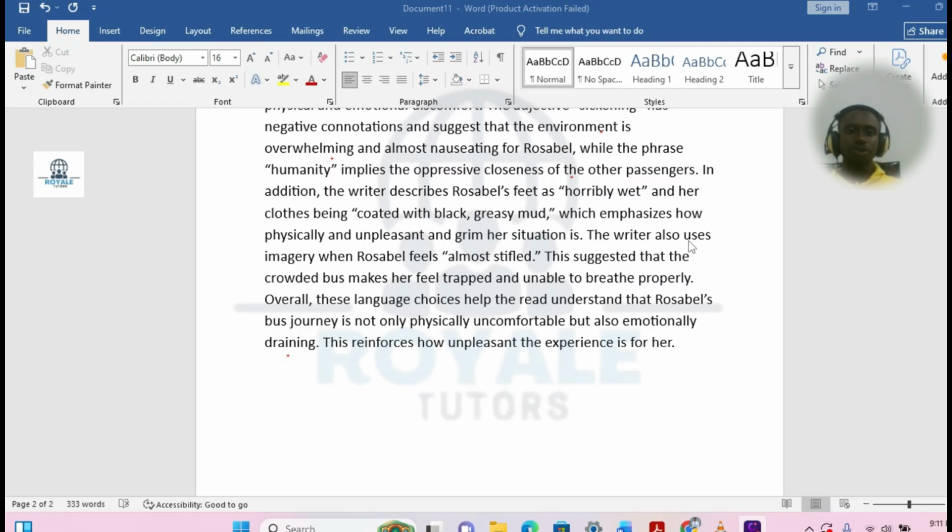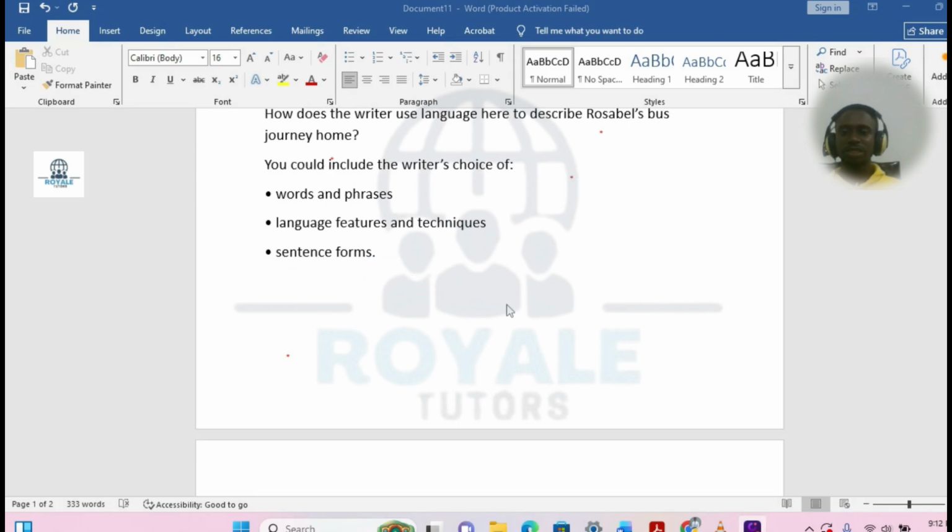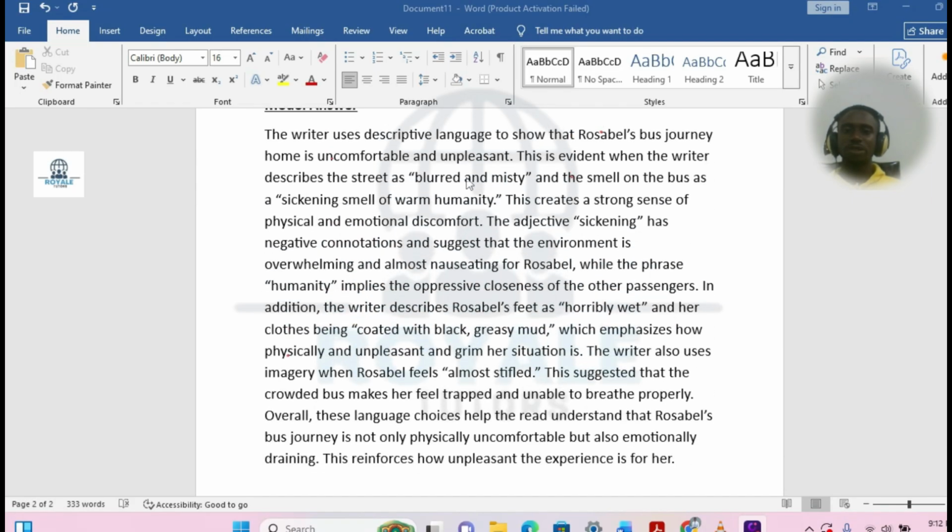The writer also uses imagery. Don't forget that we are talking about making use of words and phrases, and then we need language features and techniques. We have used some of this already. So let's see how we used words. Blurred and misty, these are just adjectives and they are under words. And then we have the sickening smell of warm humanity. This right here is a phrase. Yes, that's a phrase right there.